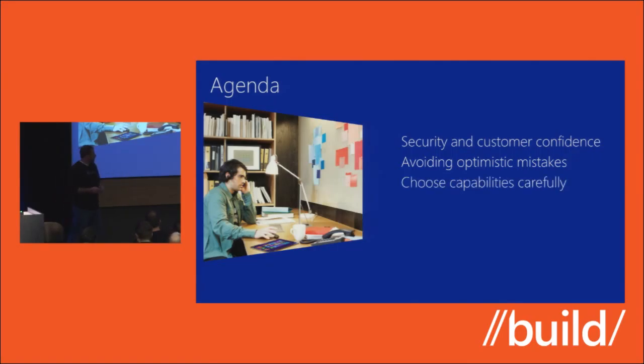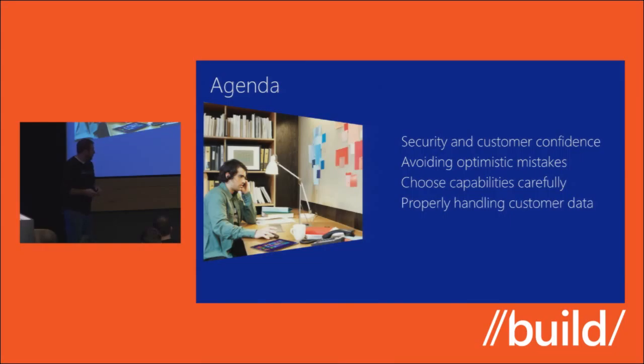Second, we want to talk about choosing capabilities carefully. So if you're familiar with capabilities, there are dozens of them. You have a bunch of things that you can do that expand the functionality of your app, add webcam capability, add all kinds of access to customer resources. And these are places where, when tied with security and with confidence, we need to make some careful choices.